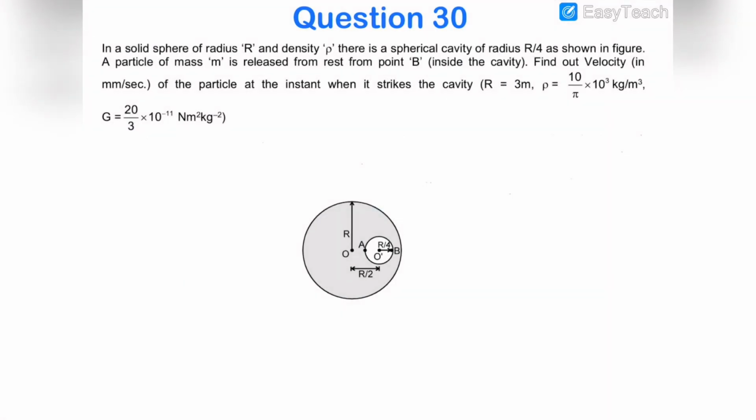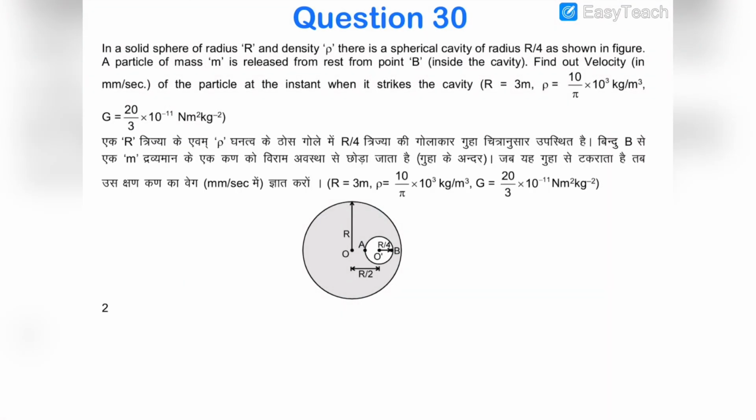In this question, you can see that there is a solid sphere of radius r and density rho, and there is a spherical cavity of radius r by 4 that is carved in the sphere as shown. A particle of mass m is released from rest from this point B, and we have to find out the velocity of the particle at the instant when it would strike the cavity.